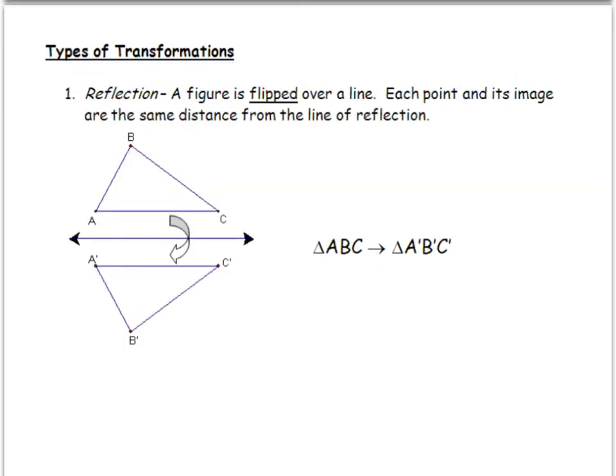There are 3 different types of transformations. The first type of transformation is a reflection. This is when a figure is flipped over a line. Reflection. It gets flipped over the line. Each point and its image are the same distance from the line of the reflection. That means, here's my original image, ABC up here. A has to be the exact same distance to the line as A prime. Same with B and B prime, and then C and C prime. Reflection gets flipped over a line.